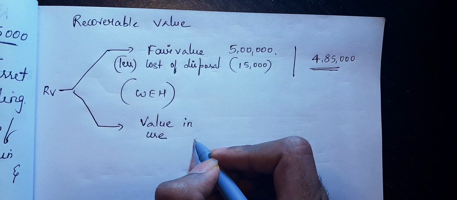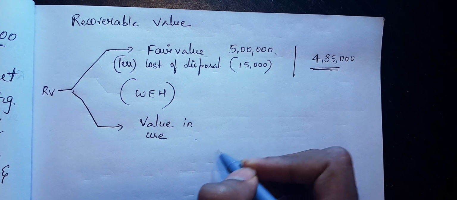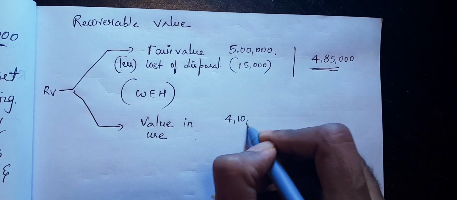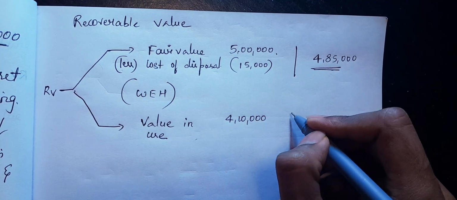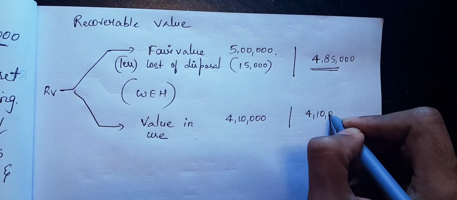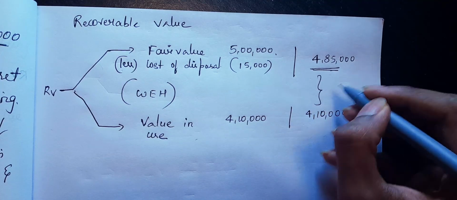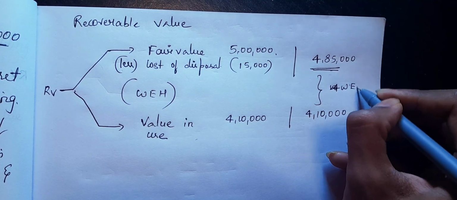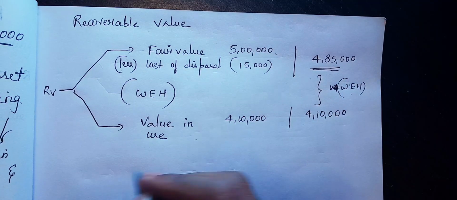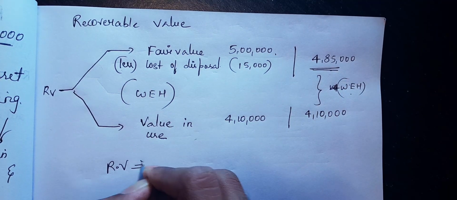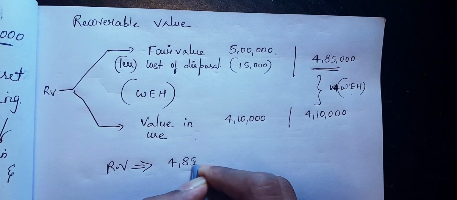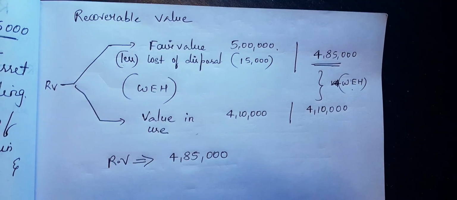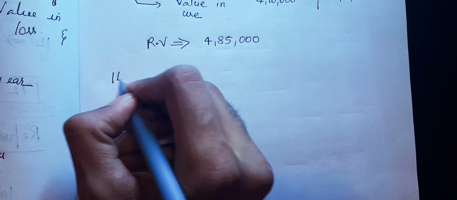Next, value in use. So they have given that the value in use is 4,10,000. So I'll write it directly here. 4,10,000. Out of these two, whichever is higher. So 4,85,000 is higher. So the recoverable value will be 4,85,000. Now we have to find out the impairment loss.